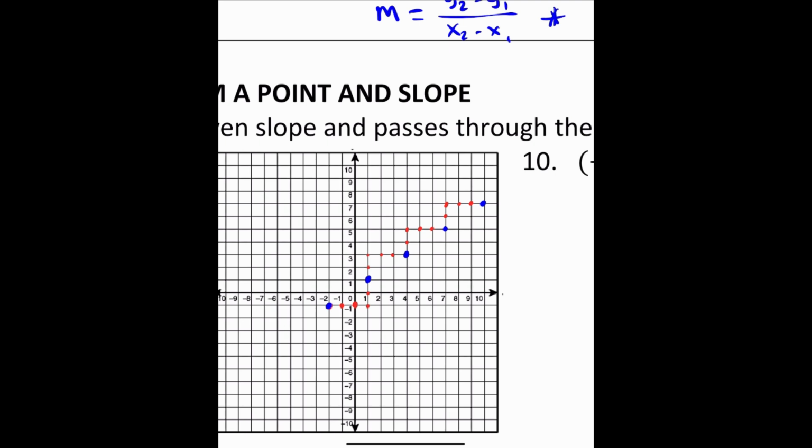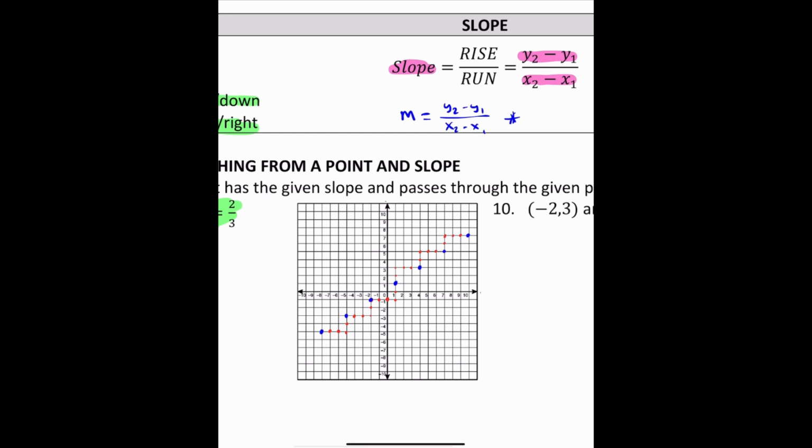And then I'm going to repeat the process. Down 2, right 3. 1, 2, 3. Okay? So I'm pretty content with the points that I drew. I'm going to connect the dots, and that should be my line.